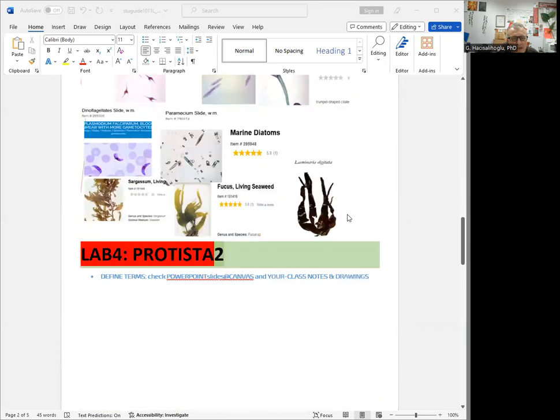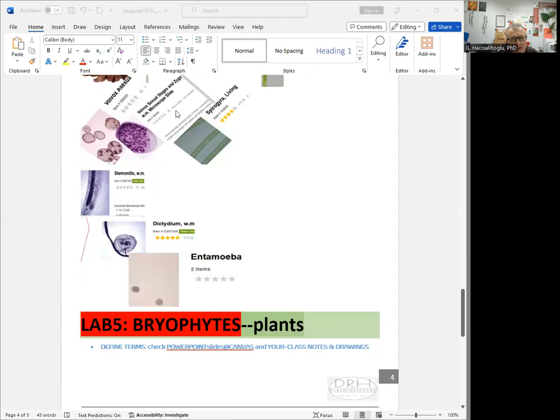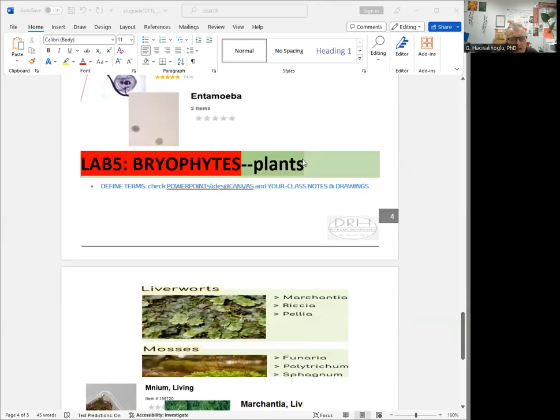And then the next, all these slides, you need to review all these slides and microscope slides and make sure that you're familiar with them. And then the next is Plantae. Plantae is our phylum number 2 we cover here. Protista is phylum number 1.